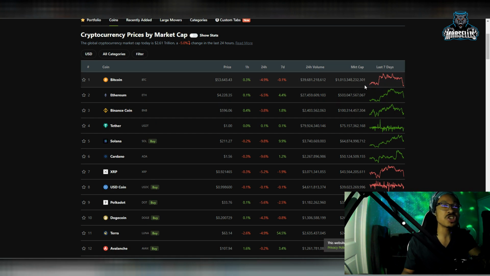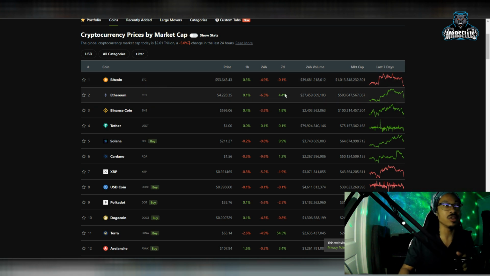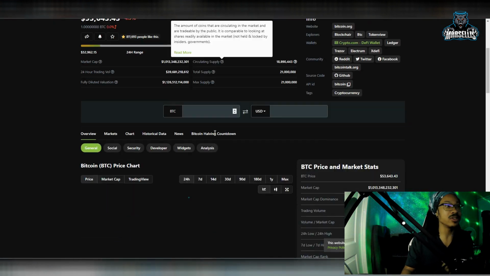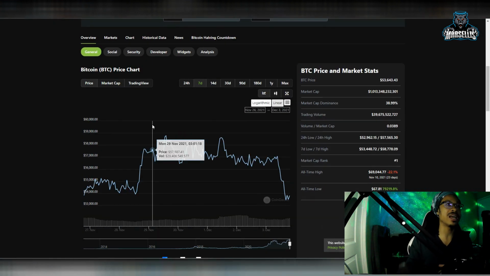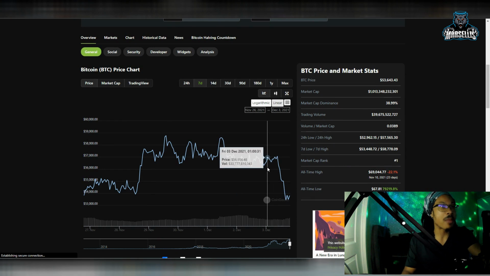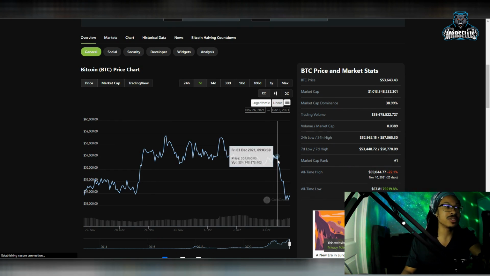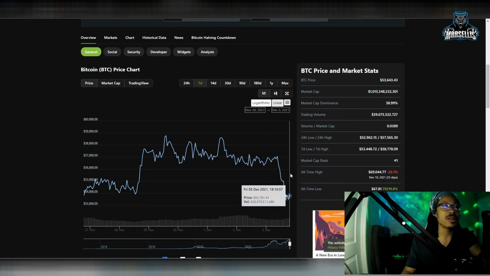We pretty much had this huge downtrend going straight down, literally with Bitcoin, literally every single thing. If you go over here and look at Bitcoin for the last 7 days, you look at that drop. That is a sharp drop, straight from 57K all the way down to 54K. Like, that is a huge drop.